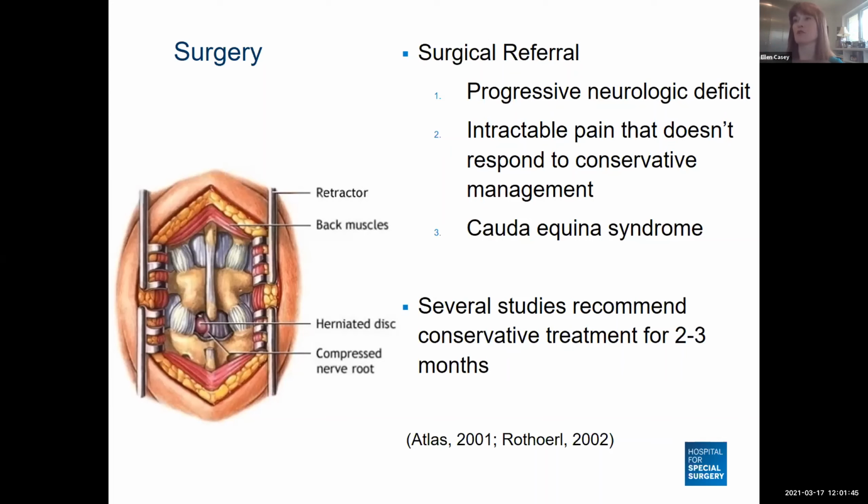Intractable pain that doesn't respond to anything else, that's certainly reasonable. Cauda equina is clearly an indication for surgery. Many studies, including some of the ones mentioned here, recommend conservative treatment for 2 to 3 months, again, unless one of these things is happening above, because the natural history is so favorable.